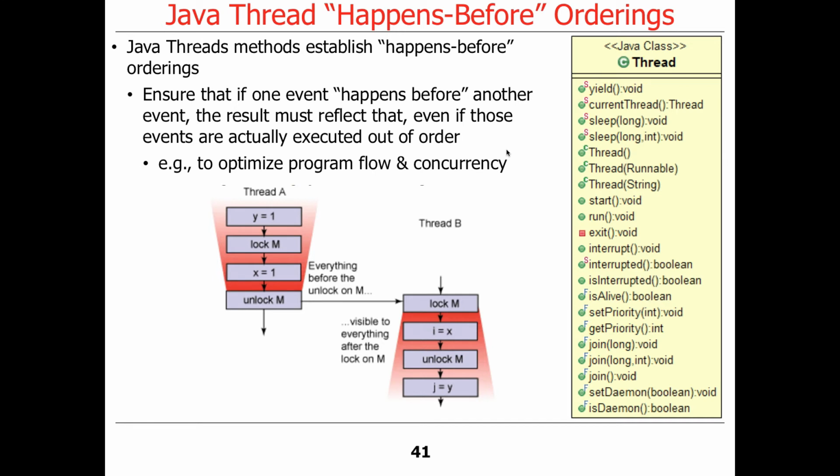But when there are happens before relationships that are specified, and we'll see how they get specified, then the execution environment, the virtual machine, has to give a result that appears as if they had executed in order, even if they actually executed out of order for performance reasons.